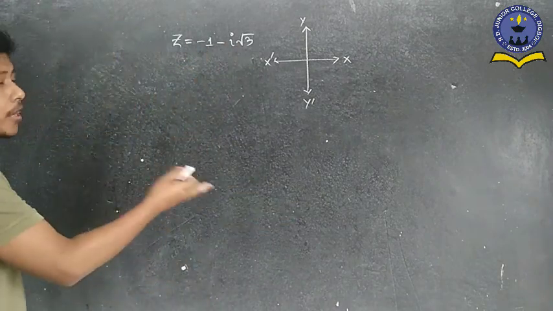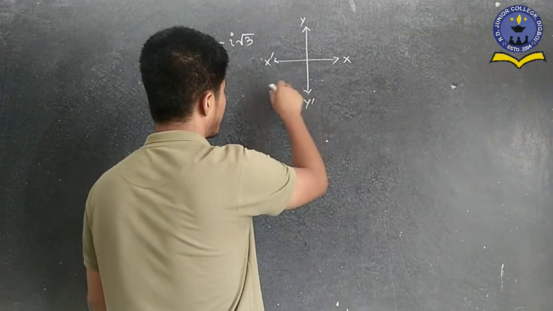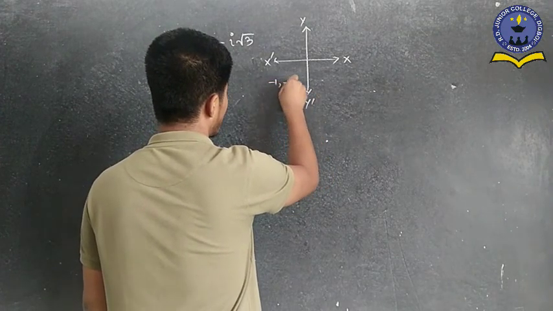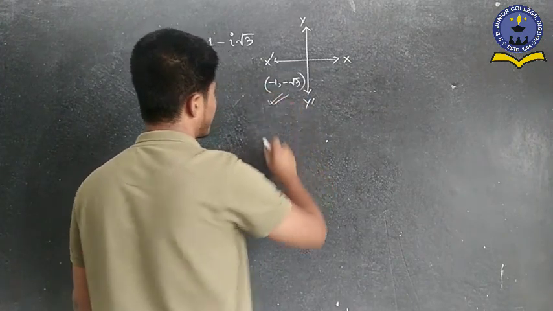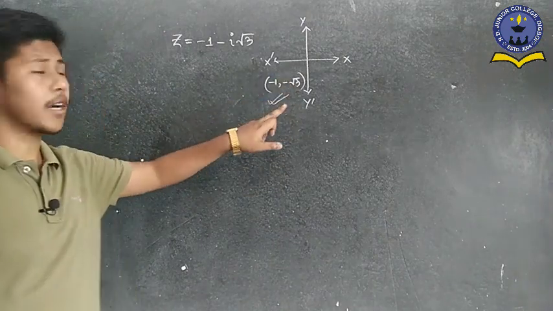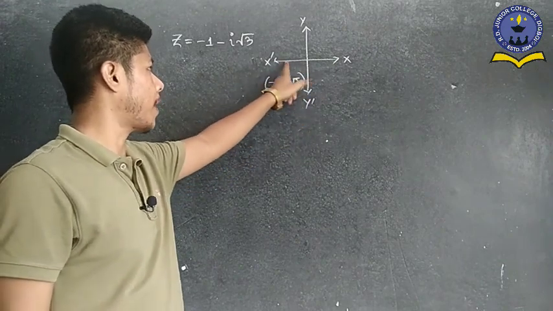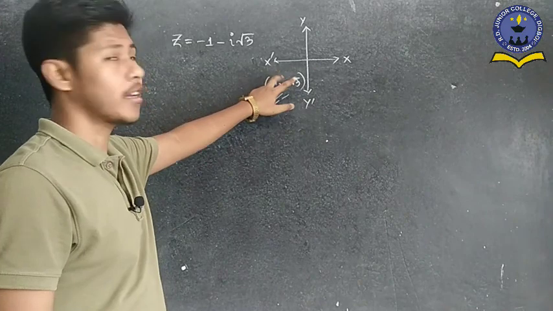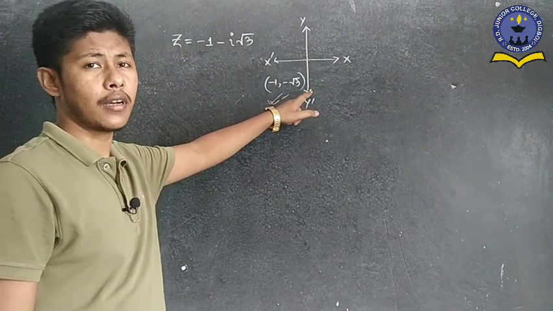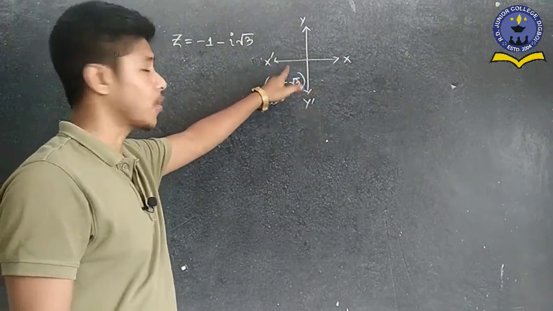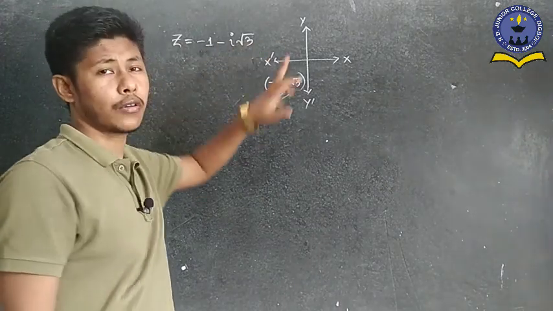Both are negative. In which quadrant are both negative? Obviously the third quadrant, so the ordered pair is minus 1, minus root 3. That means the angle we get lies in the third quadrant, so the value of theta must lie between pi and 3 pi by 2. Is it clear?